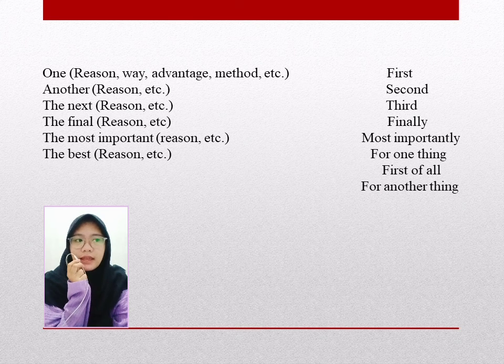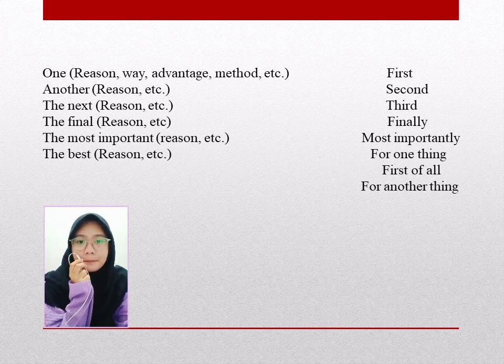And beside that, you can see the signal words for time order. There are first, second, third, finally, most important, for one thing, first of all, and for another thing. You can see that the signal words for rank order are the same as the signal words for time order.